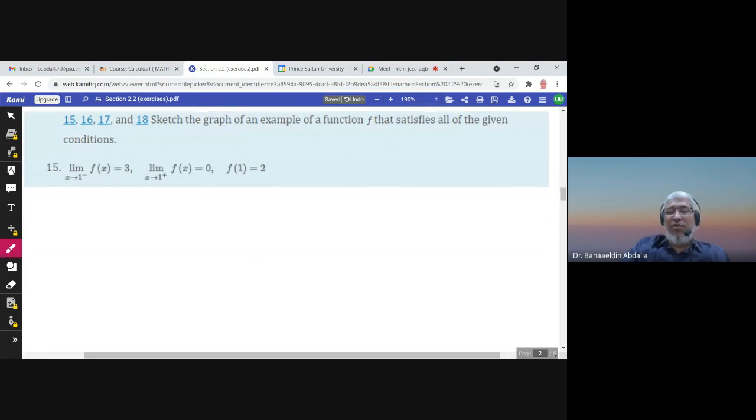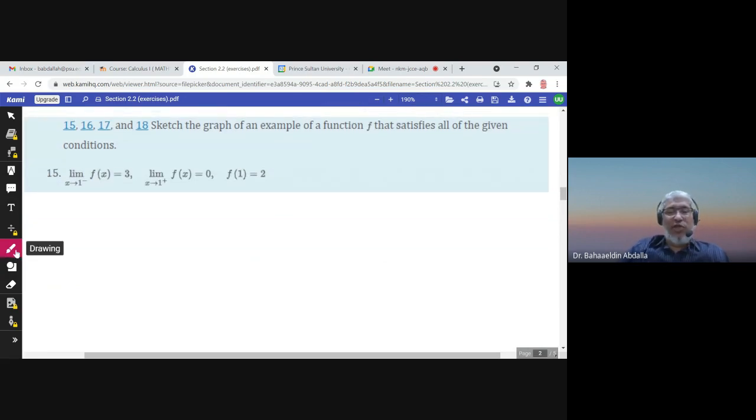Sketch the graph of an example of a function f that satisfies all of the given conditions. Well, I need to sketch a graph of a function f in which all of these conditions are satisfied. Let me start from here. Now, this is the x-axis. When x approaches 1 from the left, so x equals 1, this is important. Now, when x approaches 1 from the left, f of x, the function, should approach 3. This is 3. I'll put an open circle, and I'll let the function approach 3.